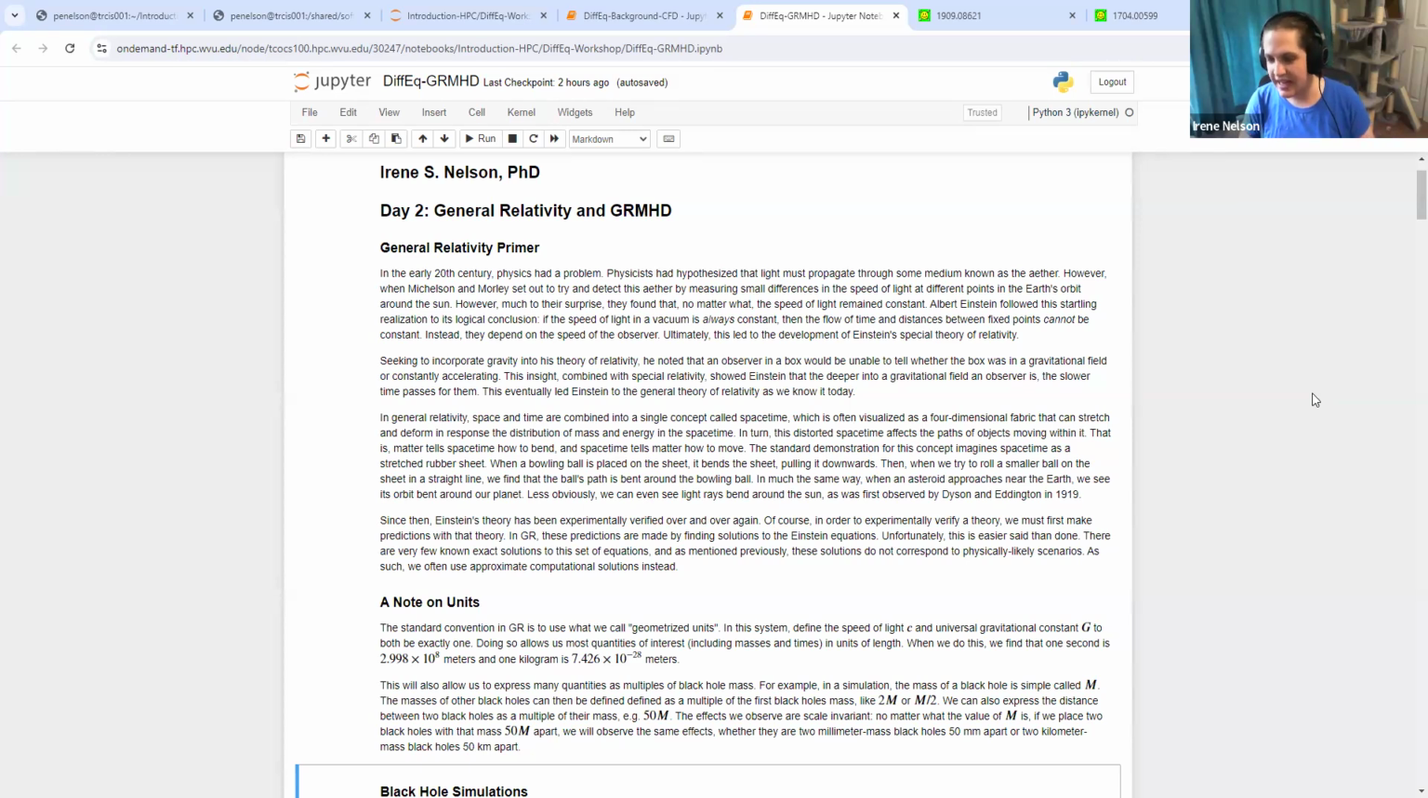A standard demo that we'll do to show this will involve stretching a rubber sheet out, and then we can place a bowling ball on the sheet, and it'll bend that sheet, pulling it down. And then if we take, say, a golf ball and try to roll that in a straight line on the sheet, instead of going in a straight line, it will travel in a curved path around the bowling ball. So instead of a force in the classical sense, gravity sort of becomes this geometric effect.